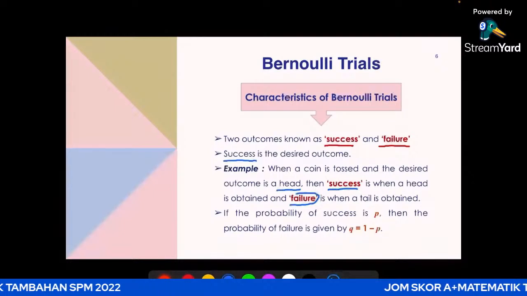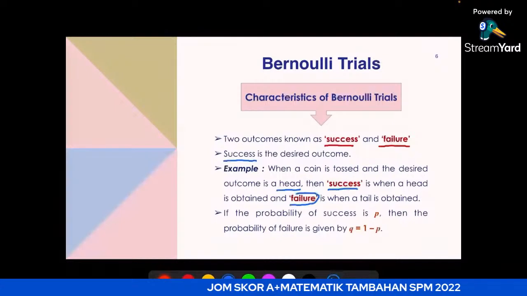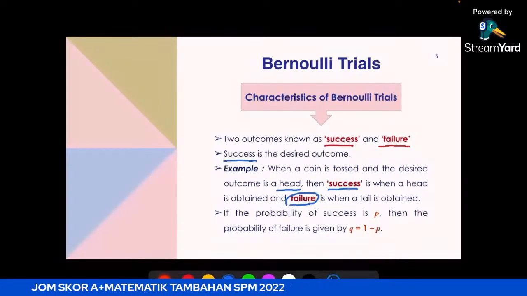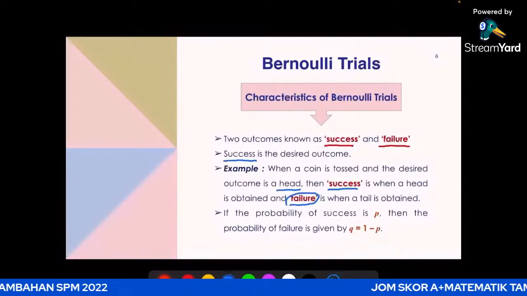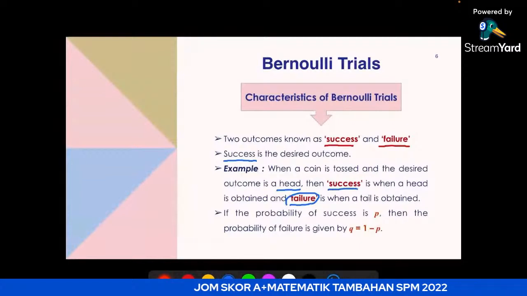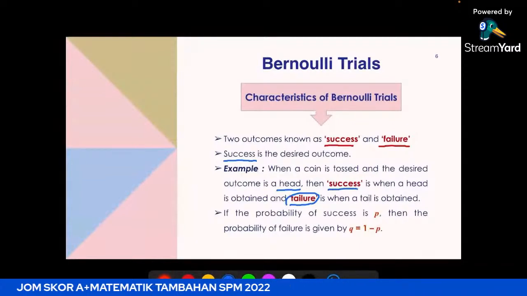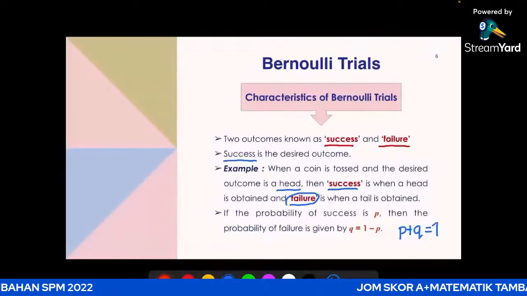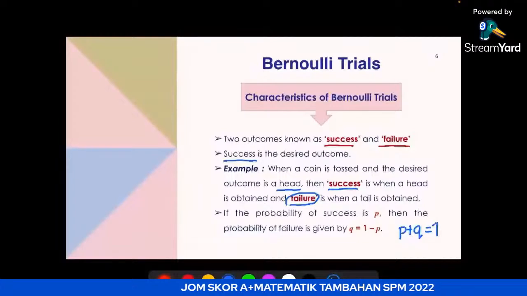If the probability of success is written as P, then the probability of failure is given by Q, which is 1 minus P. In this case, P plus Q is equal to 1, because probability will take the highest value of 1. So, kalau kita tahu P, definitely we know what is Q. Tambah je dapat 1.